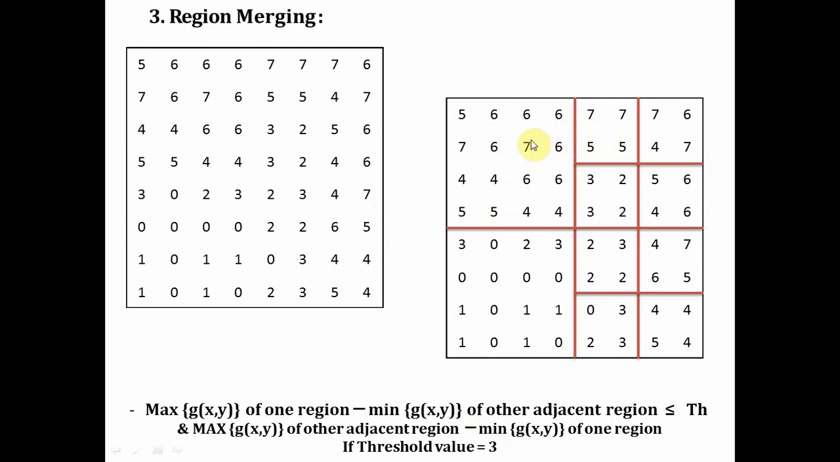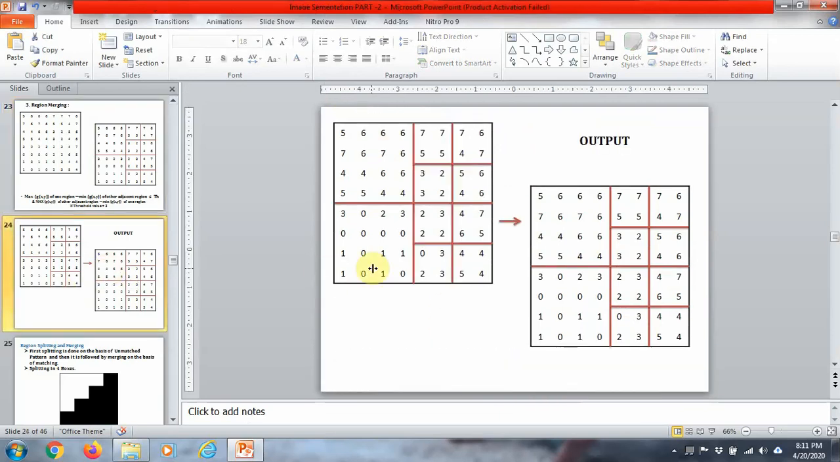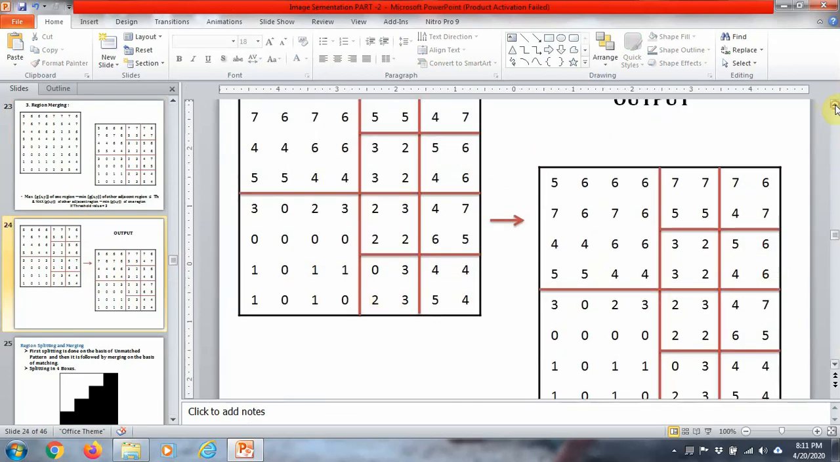Now before opening, you need to satisfy in reverse order the maximum intensity value of this region minus the minimum intensity value of this region. How? Now we need to satisfy the condition for the threshold value 3. Okay. Suppose you have the input image like this.